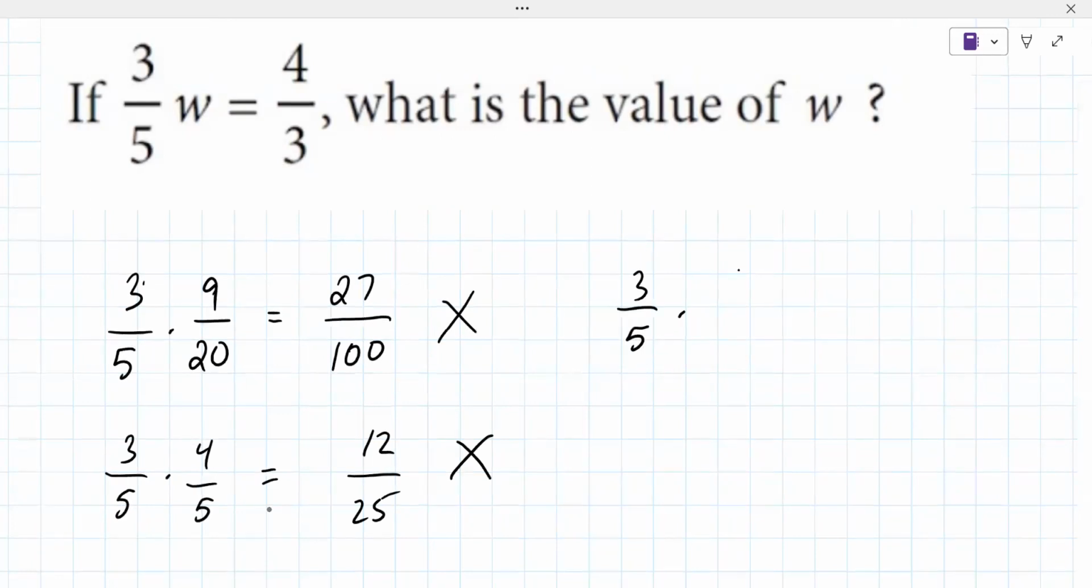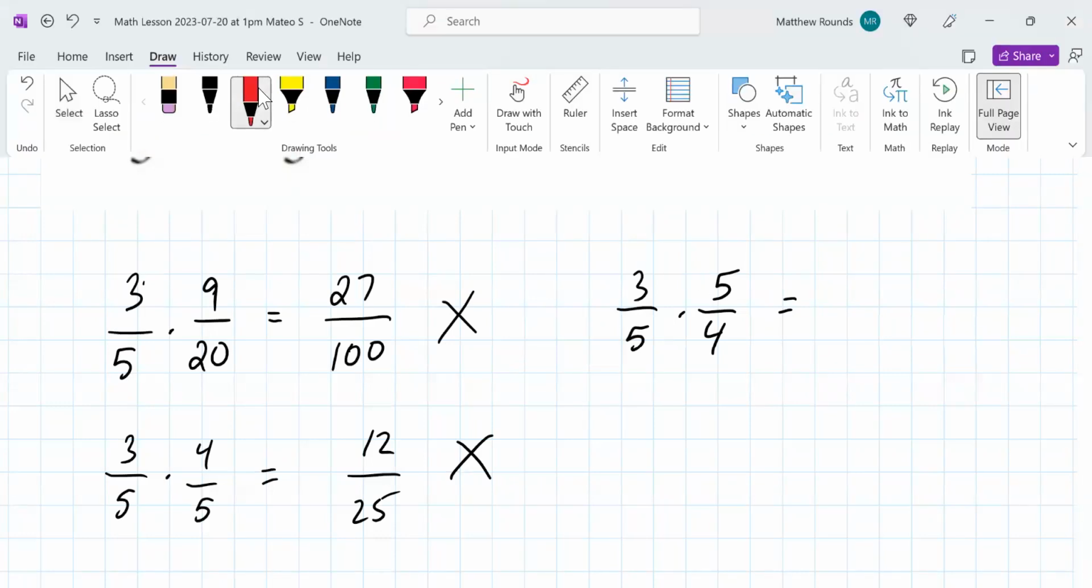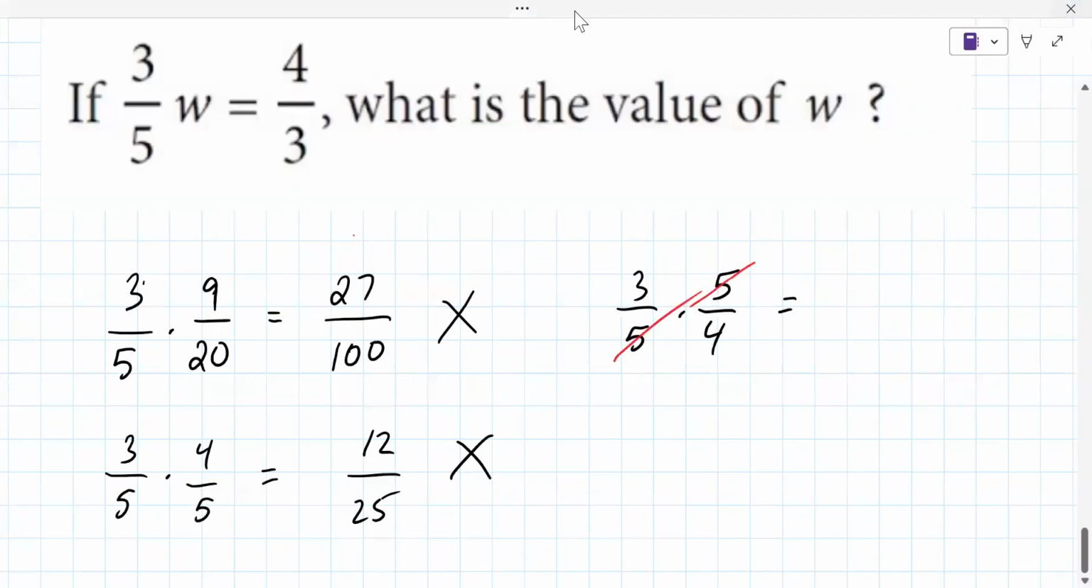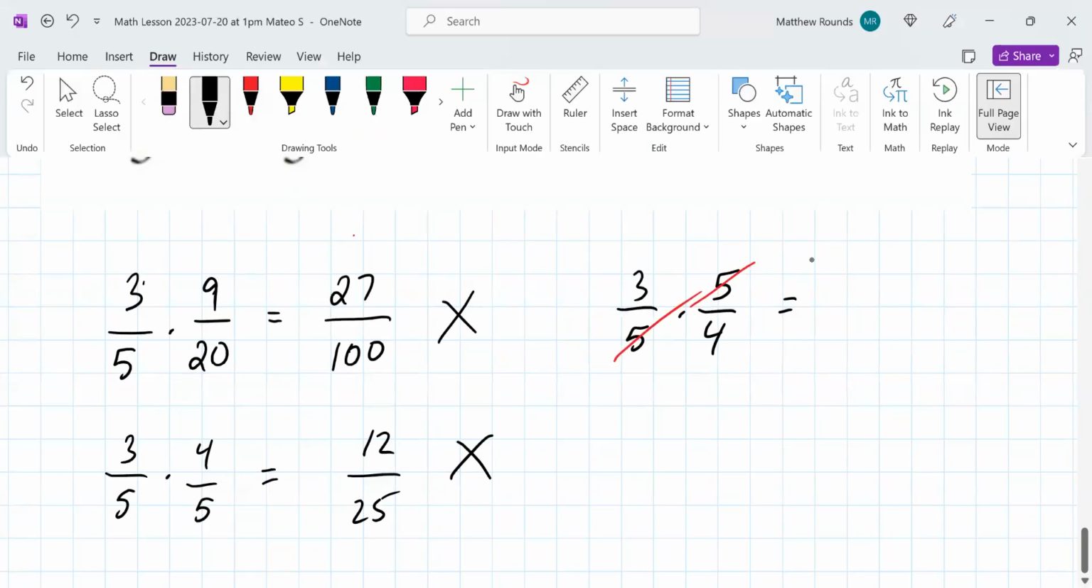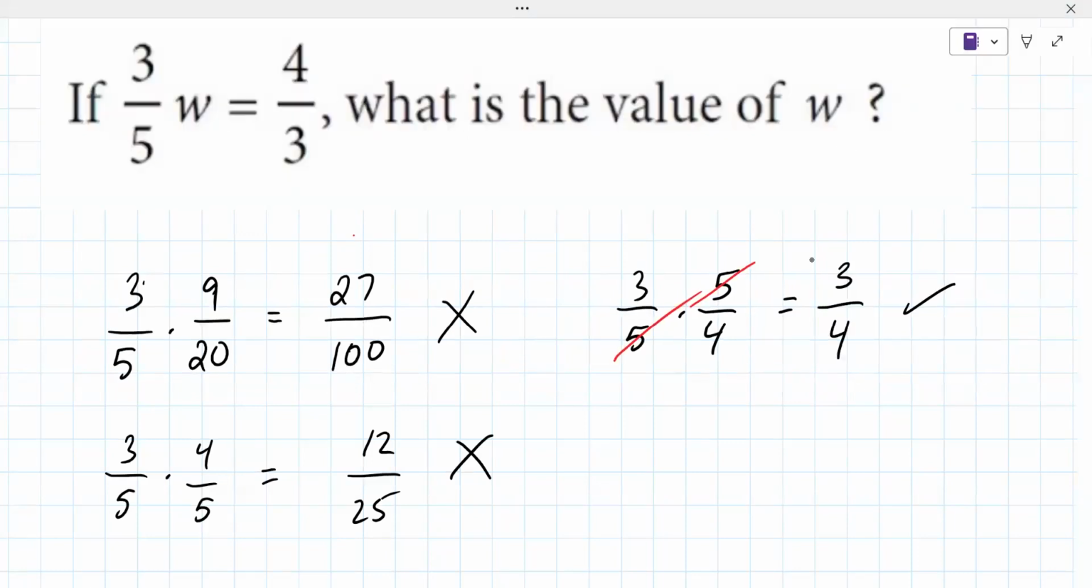3/5 times 5/4. Now finally we have some cancellations here. See how 5 goes into the 5 on the bottom there? See those cancel? So this becomes 3/4, like that. Sorry, that's not the right answer. We want 4/3. So this one is also wrong. So the answer must be D.